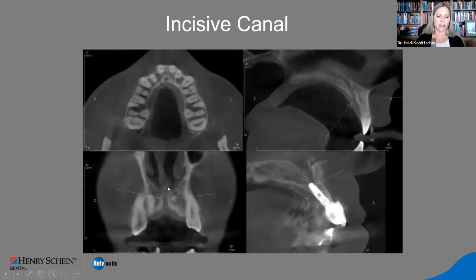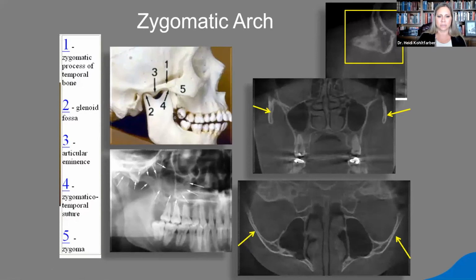Now, your incisive canal can have quite a bit of variations. Sometimes we see a trifurcation of the canal or a bifurcation of the canal. Again, any of our neurovascular canals can have variations.